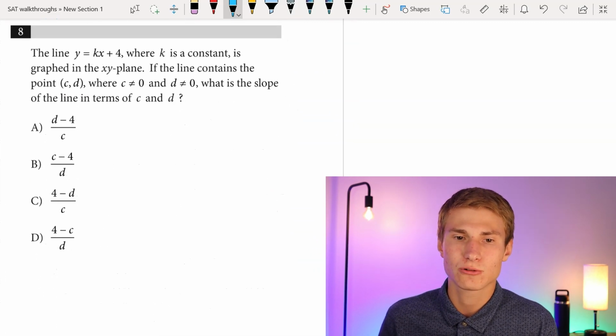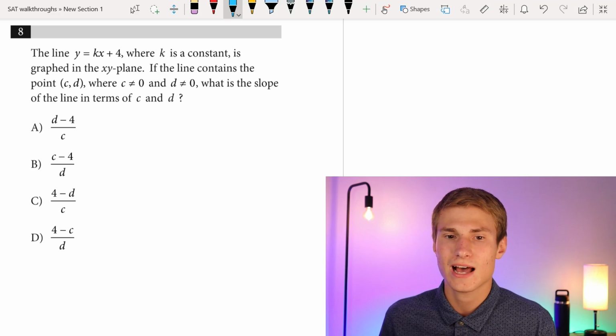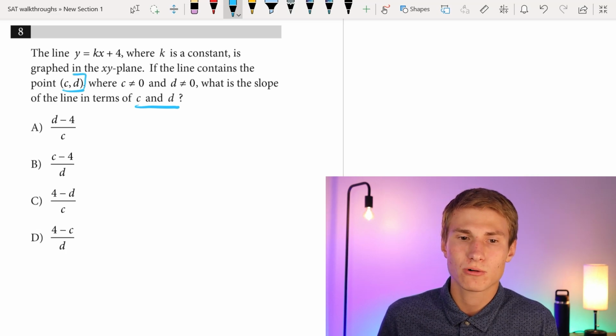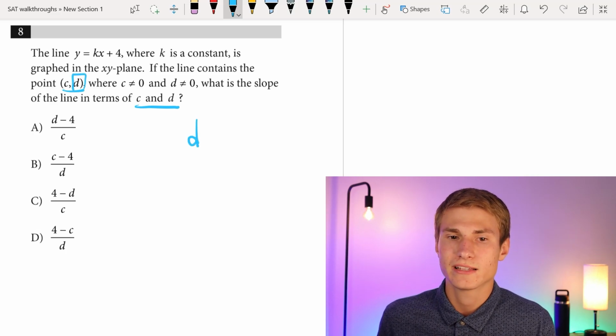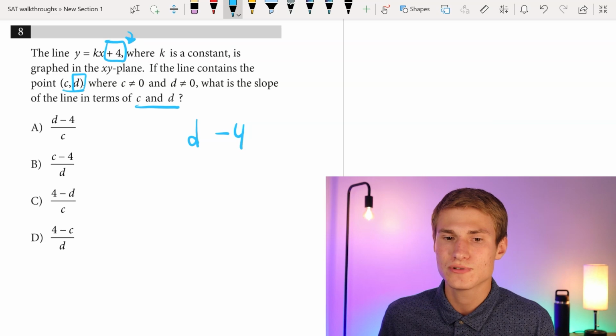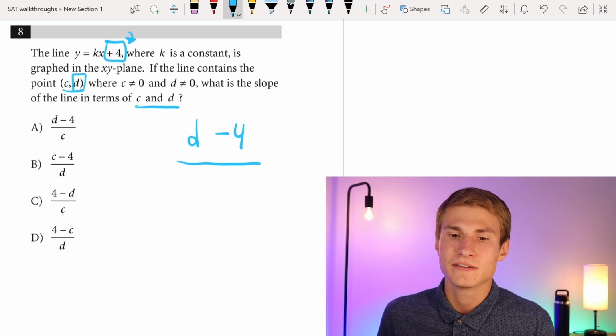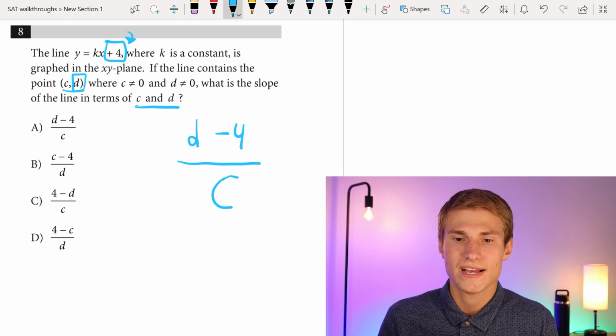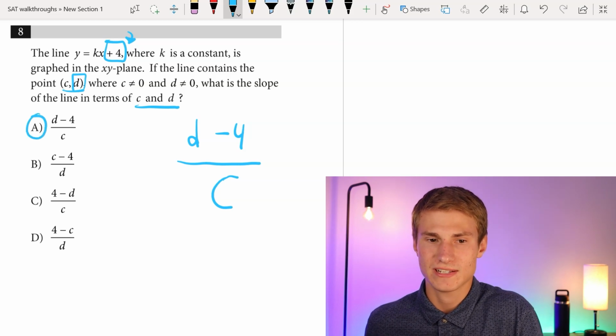All right, now let's go ahead and move on to number 8. So we have the line y equals kx plus 4, where k is a constant, graphed in the xy-plane. If the line contains the point (c, d), where c does not equal 0 and d cannot equal 0, what is the slope of the line in terms of c and d? Well, since d is our y coordinate, we're going to have to take that y coordinate and subtract 4, since 4 is our y-intercept. So we have to take into account that plus 4 at our y-intercept. To do that, we have d minus 4, divided by c, which is our x, and that's going to end up giving us our slope. So as we can see, our answer here is going to be answer choice A.